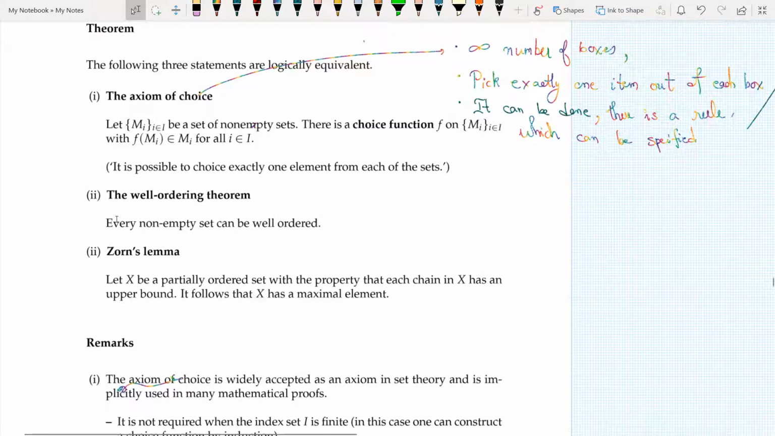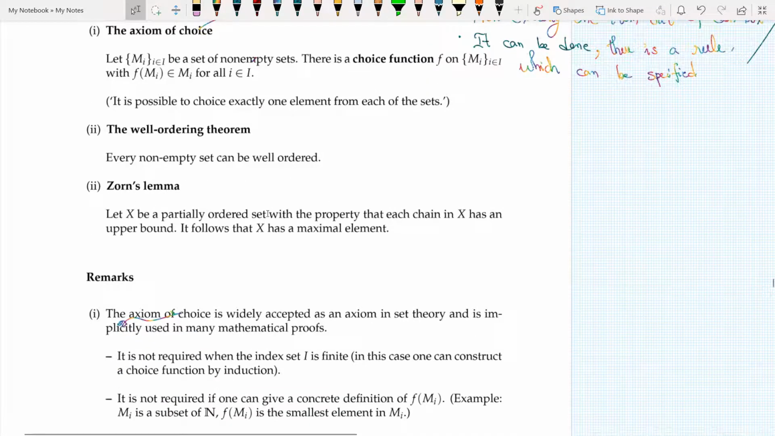In order to pick one element from an infinite number of boxes, where each box consists of God knows how many elements, the only thing the axiom says specifically is that yes, I can do that operation. Now let us look at the mathematical definition of the axiom of choice, Zorn's Lemma, and the Well Ordering Theorem.